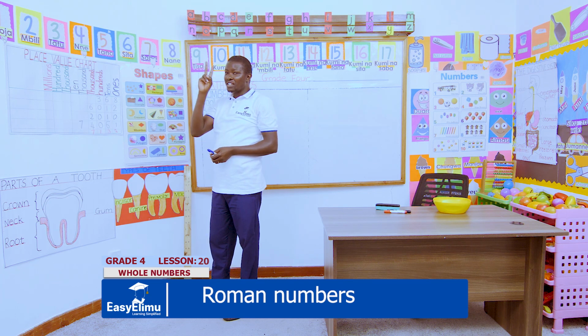Even numbers, we say they are numbers divisible by 2. Odd numbers are numbers that cannot be divided by 2.